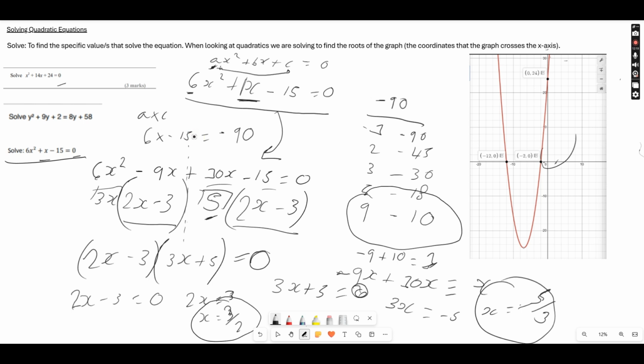A way you can check this is you can take your values that you've got at the end and just pop them in where you have x. So 6 times 3 over 2 squared, plus 3 over 2, minus 15 will give you 0. And if it gives you 0, you know that you've got the right answer, okay?